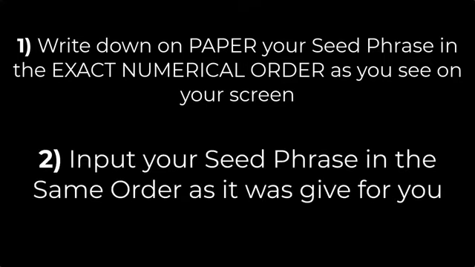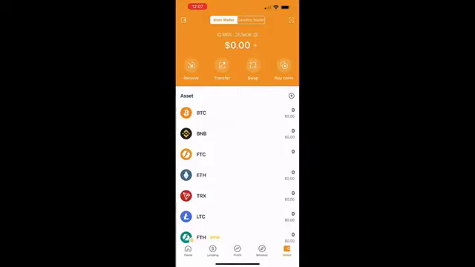And then after you do that, the next step is going to prompt you to put in the words in the order that it was provided for you. And what this will do is just confirm that you have set up and backed up your wallet successfully. Once you've confirmed and backed up your seed phrase, it'll now redirect you back to your wallet.